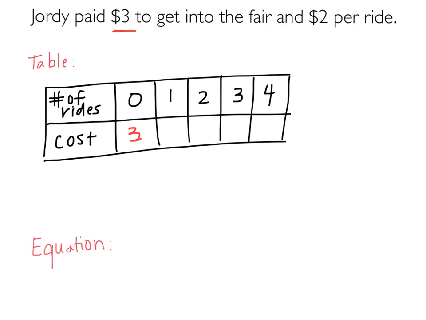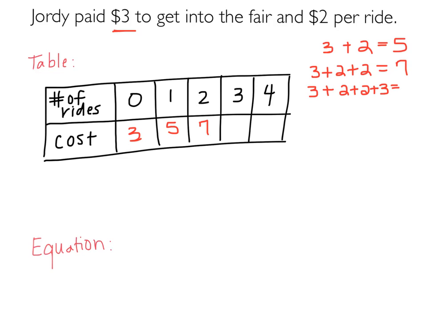Then he went on a ride. If he went on one ride, he pays that $3 plus the $2 for the ride. So he'd be paying $5 for just one ride. If he went on 2 rides, he's paying that $3 to get into the fair plus $2 for one ride, $2 for another ride, that'd be $7. If he went on 3 rides, he'd be paying the $3 plus 3 times 2, and that'd give me $9. And then this would be $11. All right, so that's our table for this problem.